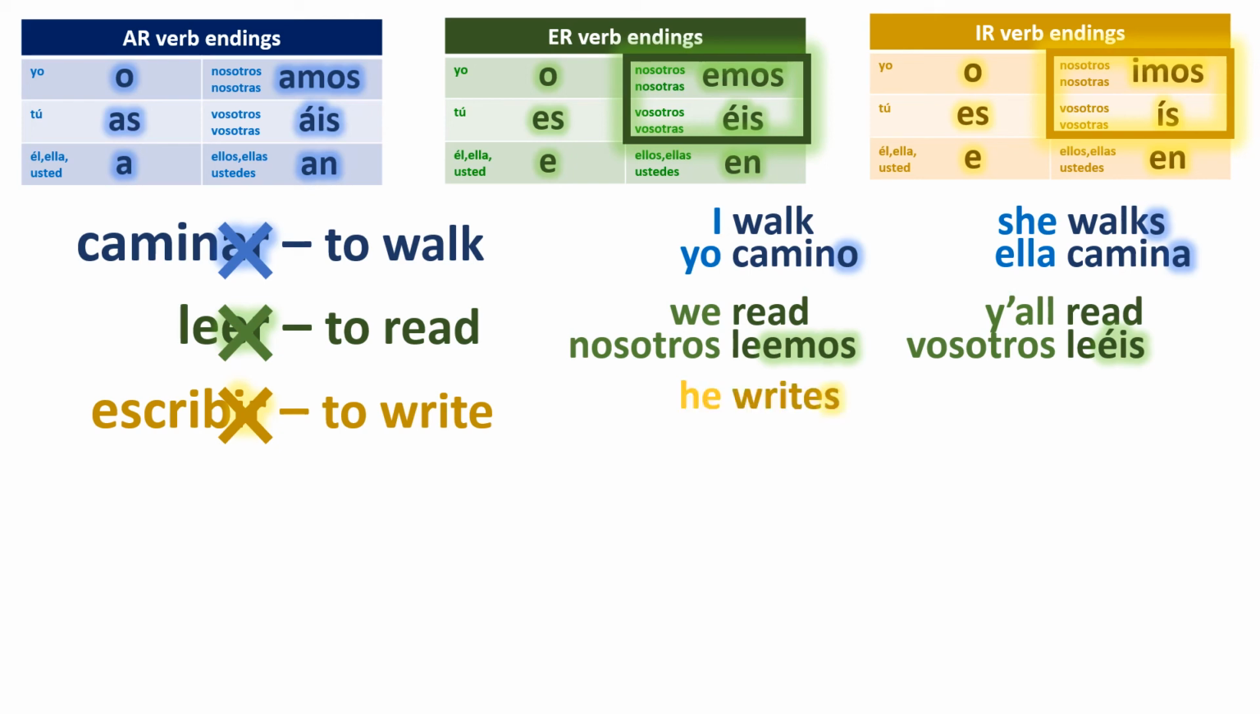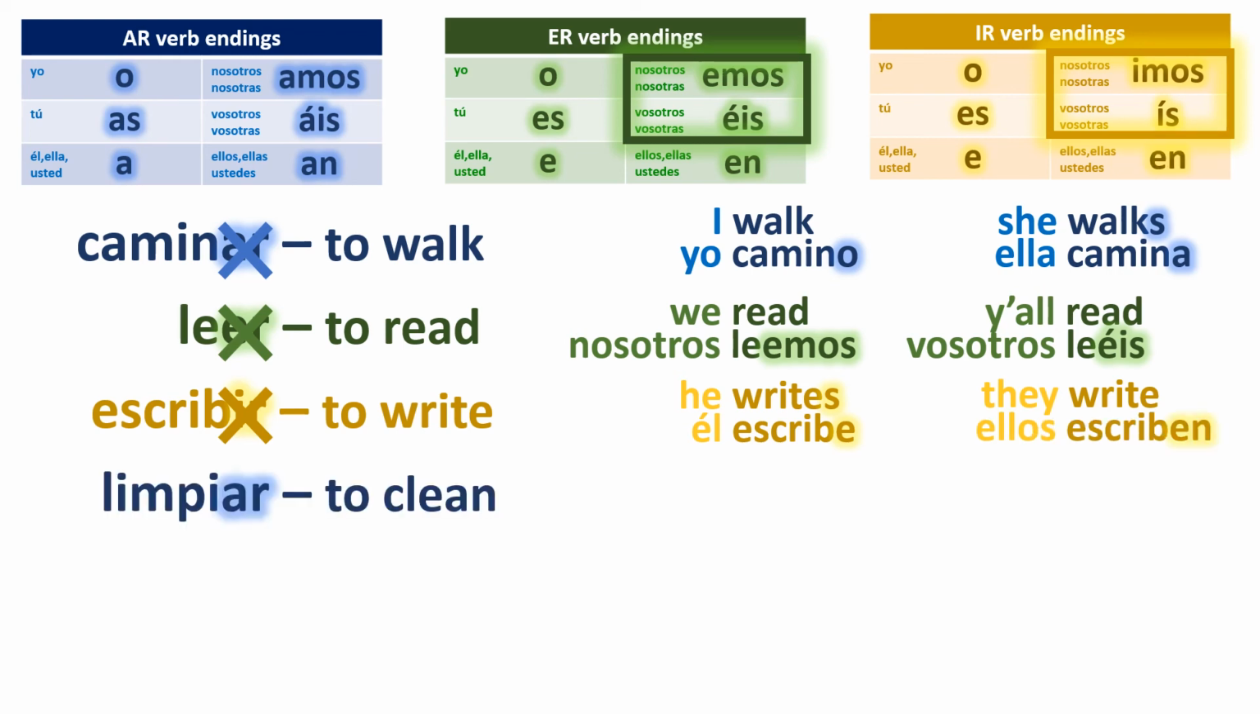Let's conjugate he writes. He in Spanish is él. The present tense IR ending for él, ella, and usted is e. Él escribe. They write. Remember that in Spanish, they can be ellos or ellas. The ellos ending for IR verbs in Spanish is en. Ellos escriben.